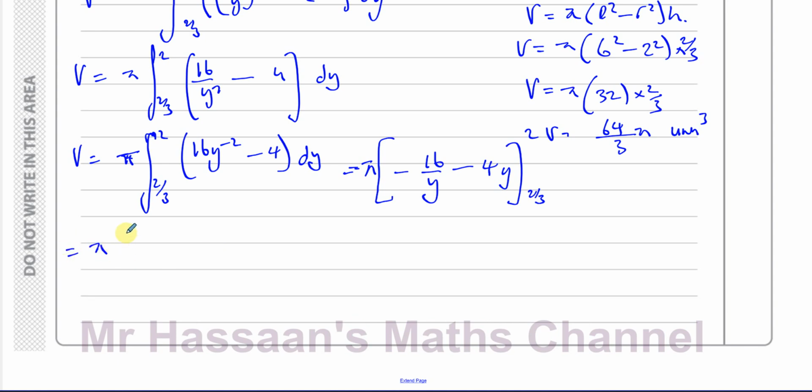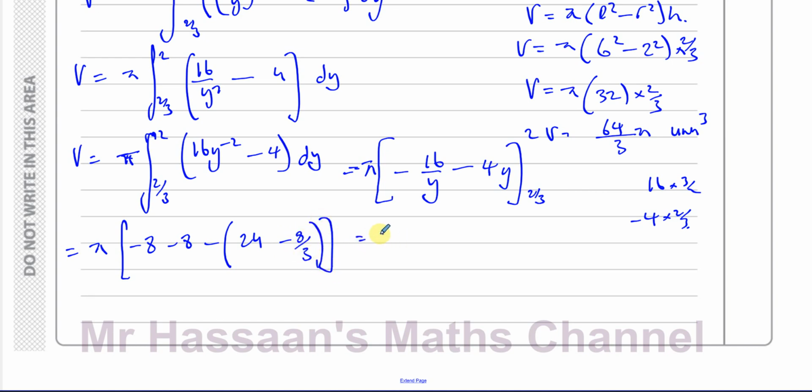So you have pi times minus 16 over 2, which is minus 8, minus 4 times 2, which is also minus 8, minus, and then you're going to have 2/3 minus 16 over 2/3. That's like 16 times 3 over 2, which is 24. If you divide 16 by 2/3, you're multiplying it by 3 over 2. 16 divided by 2 is 8. 8 3s are 24, so it's minus 24. You're going to have minus 4 times 2/3, which is minus 8 over 3.